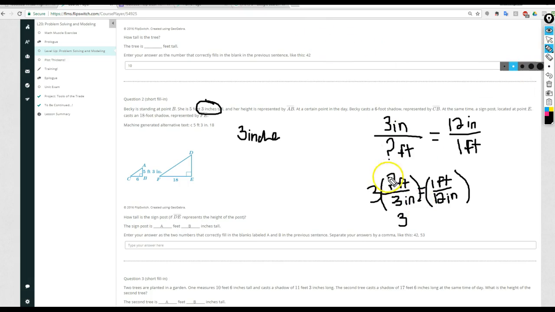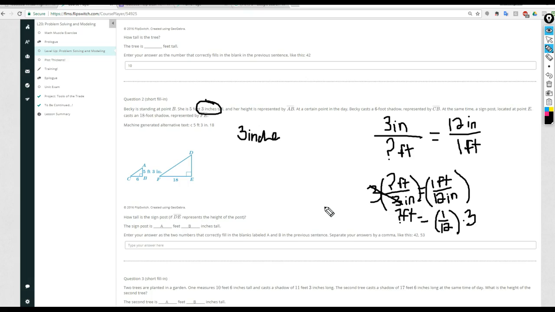Remember in our last example that 5 divided by 5 is a form of 1. Well, 3 divided by 3 is also a form of 1. So I'm left with an unknown amount of feet is equal to 1 divided by 12 times 3.